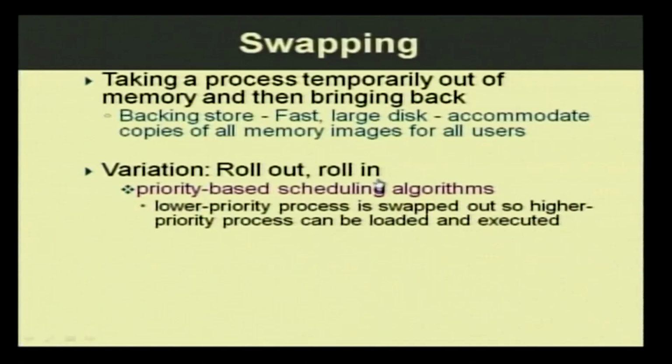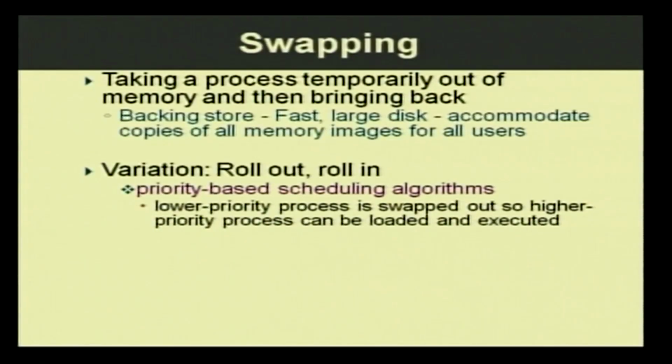Normally, there is a variation done in swapping which we call roll-out or roll-in. This variation always happens in priority based scheduling algorithms. In such algorithms, there is a priority associated to every process.